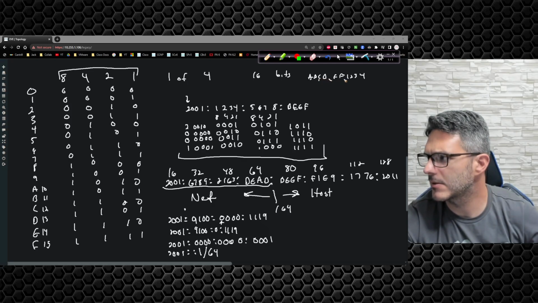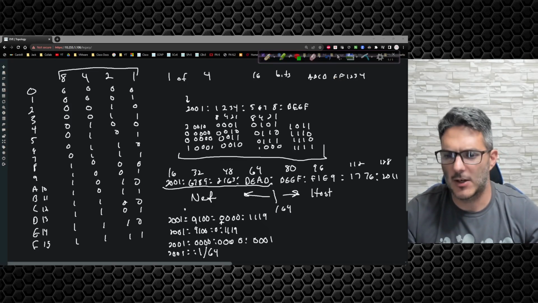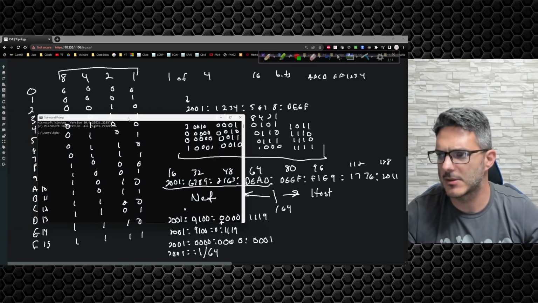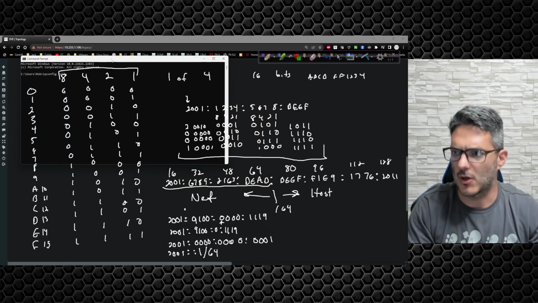4, 8, 2, 4. Why am I having a hard time with this? This is not confusing myself. How long is a... we'll just pull up my command prompt and look at ipconfig /all.